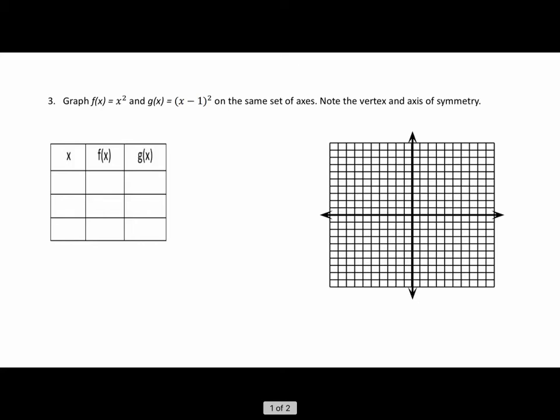For this example, we want to graph these two functions on the same set of axes. Note the vertex and axis of symmetry. So again, I'm going to choose a negative number, 0, and a positive number.